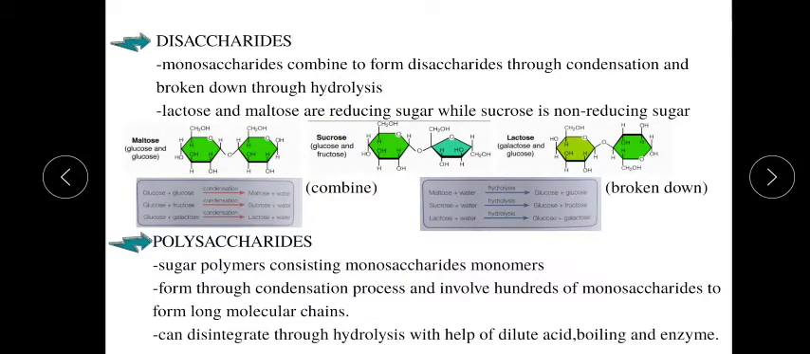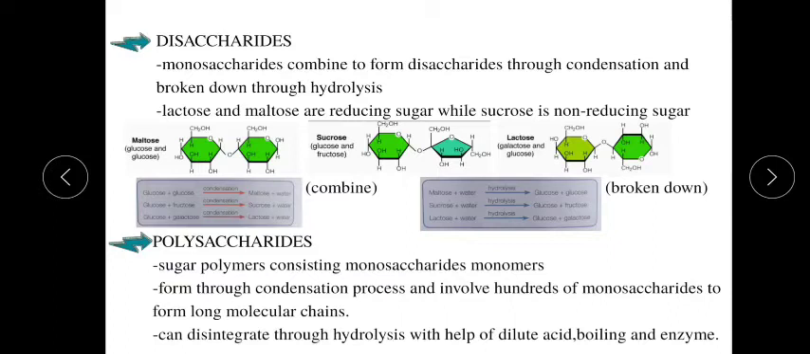Next, disaccharides. What is disaccharides? Disaccharides is monosaccharides combined to form. It's a combination of monosaccharides through condensation, and then it can be broken down through hydrolysis. So it can go back to the monosaccharide through hydrolysis. Lactose and maltose are reducing sugars, while sucrose is a non-reducing sugar.